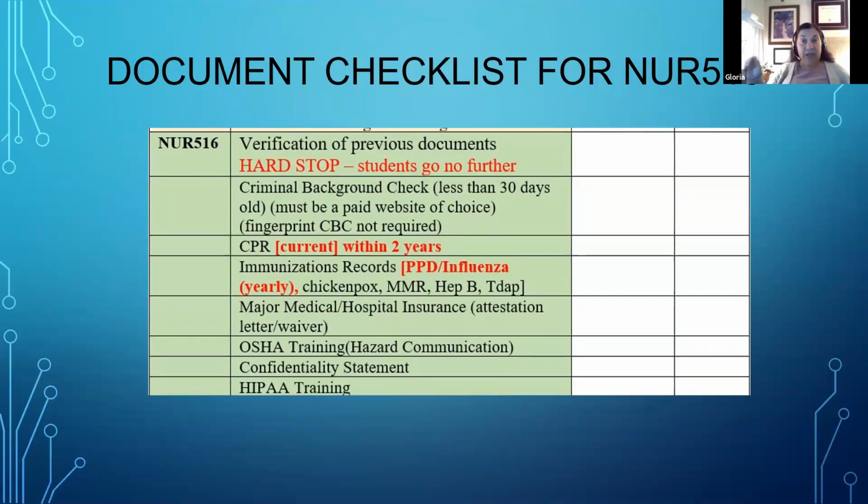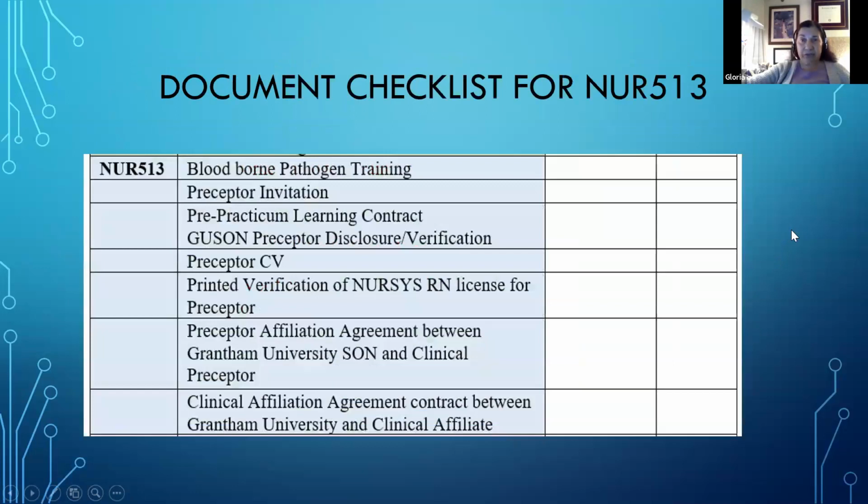The faculty or myself will pull the document from the Dropbox, open this checklist, and verify by placing your initials in this area, the date that it was received, the date that it was checked off, and any notes that you might want to have. Okay, the next thing is 513.